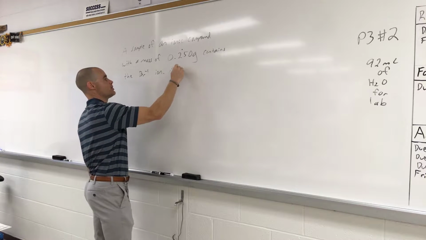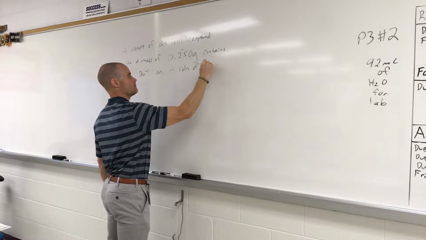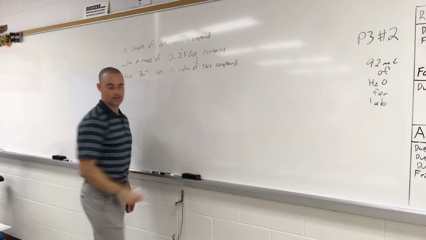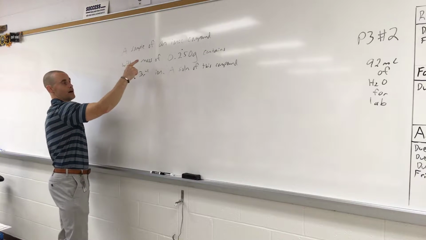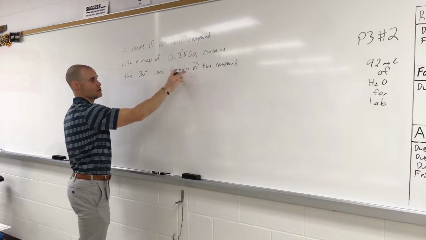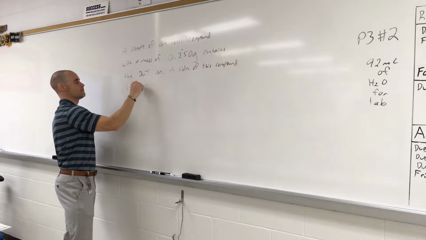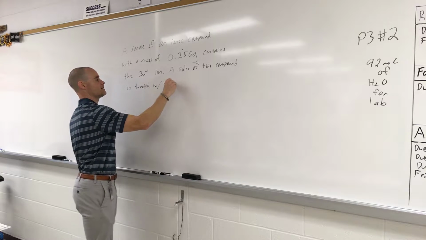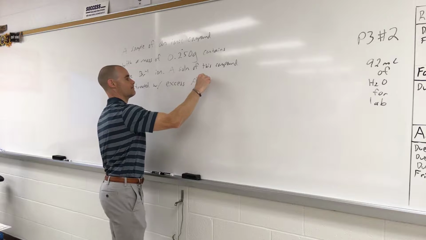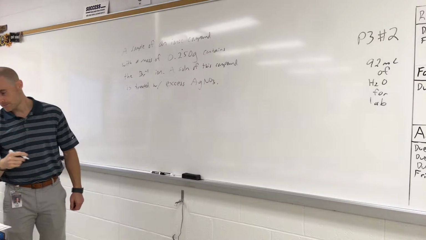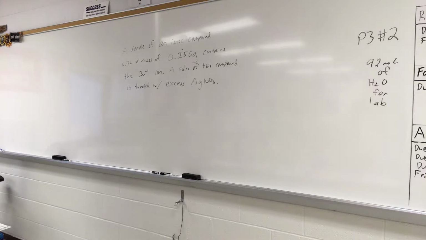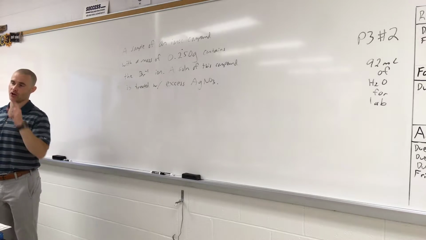A solution of this compound, I'm paraphrasing, it's actually longer than this. A solution of this sample compound is treated with excess AgNO3. What does that mean? Why is it telling us excess AgNO3? So that we know that the compound is limited. Okay, we know the compound's limited. Good. So what do we know about the compound? We only know one thing so far. What is it?